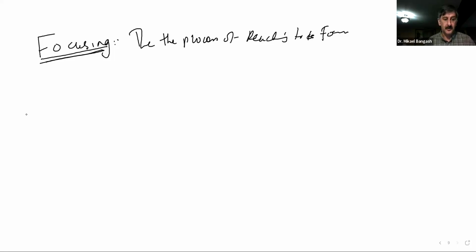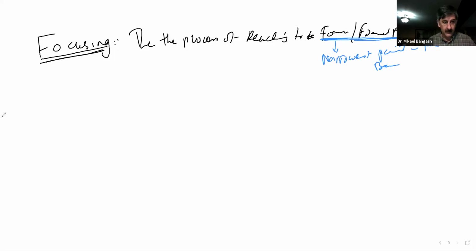Now, what was your focus? Focus or focal point, let's put it that way. What was it? The narrowest point in the beam.